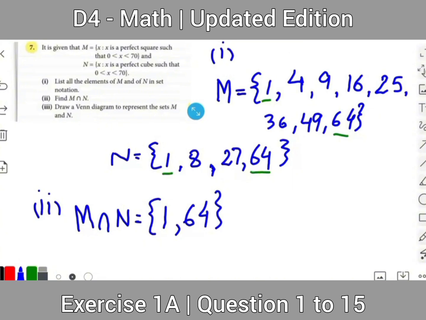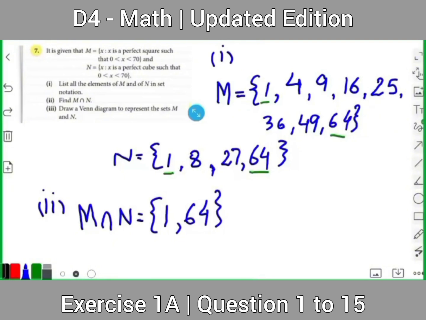Now move to the set N. So the first perfect cube is 1 times 1 times 1, which gives us 1. 2 times 2 times 2 gives us 8. 3 times 3 times 3 gives us 27. 4 times 4 times 4. If we visualize it, it is just like this. 4 times 4 times 4 gives us 64. So this is the set of all the positive perfect cubes less than 70.